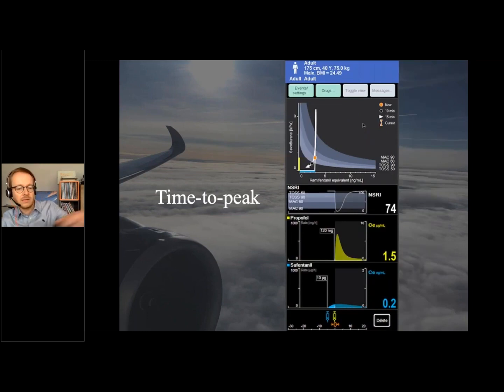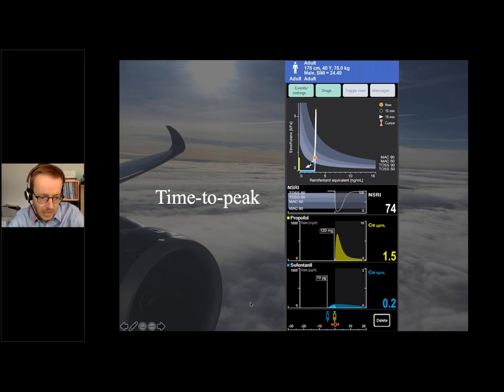Also, we see here why it's useful to take into account time to peak. What would happen if, 1 minute after giving sufentanil, we already started with propofol? 1 minute after sufentanil, as you see on the bottom here, we would not have reached our peak effect site concentration. As a result, we would only be here on the dose response surface graph, and we would need quite a lot of propofol to reach or to go over the MAC 90 or TOL 90 isobol.